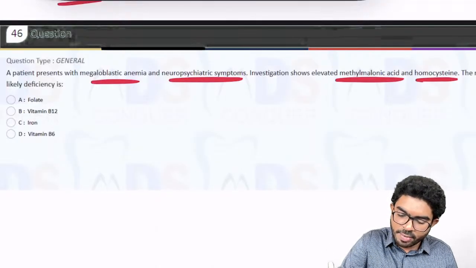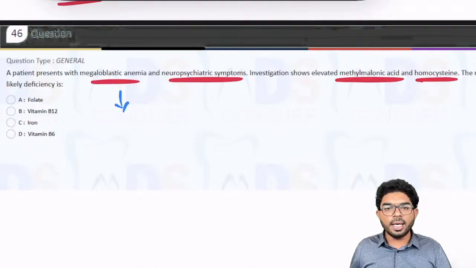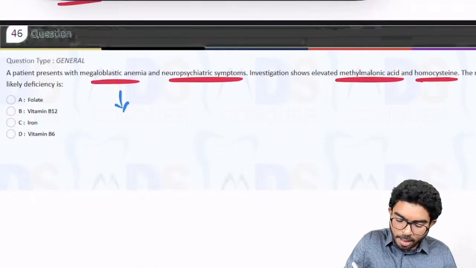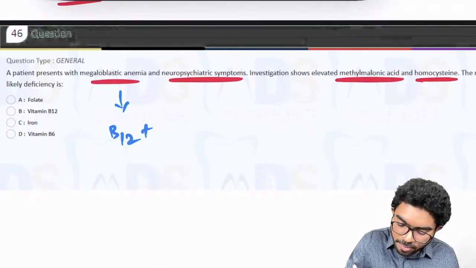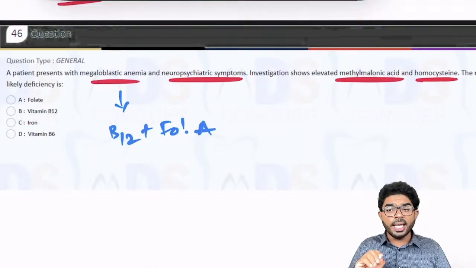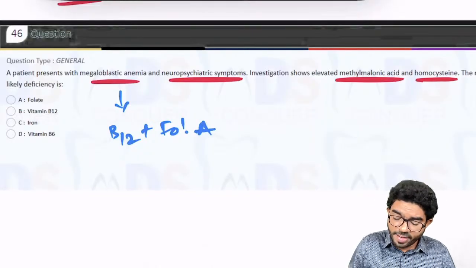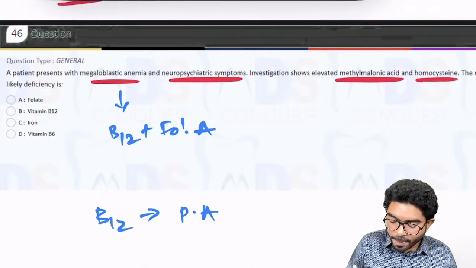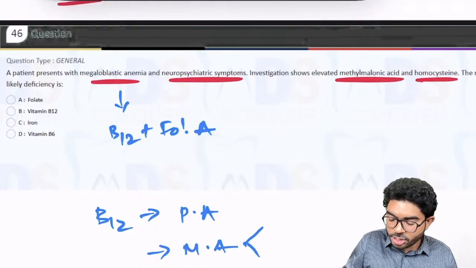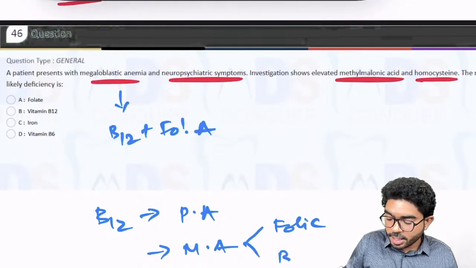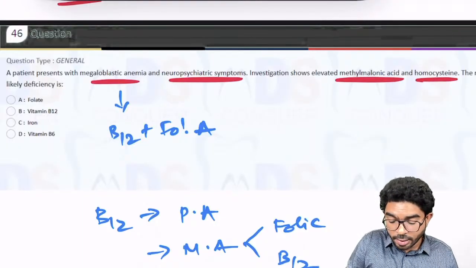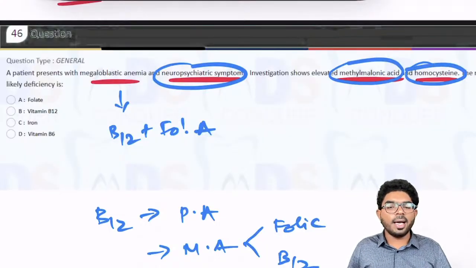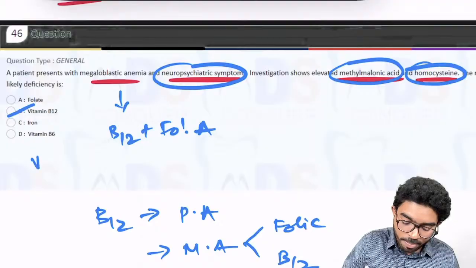But here the first keyword which is given is going to deviate you from B12. Megaloblastic anemia is associated with both B12 deficiency as well as folic acid deficiency. The anemia most commonly associated with B12 deficiency only is pernicious anemia, whereas megaloblastic anemia is a combination of folic acid as well as B12. But the other parts, neuropsychiatric symptoms, methylmalonic acid elevation and homocysteine elevation, clearly tell us the answer is vitamin B12, option B.